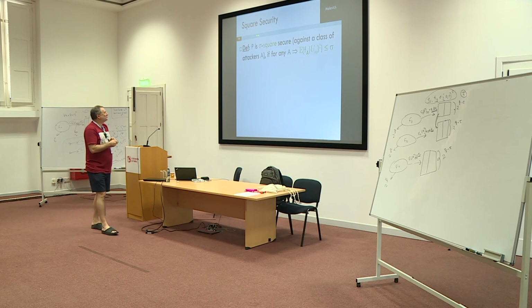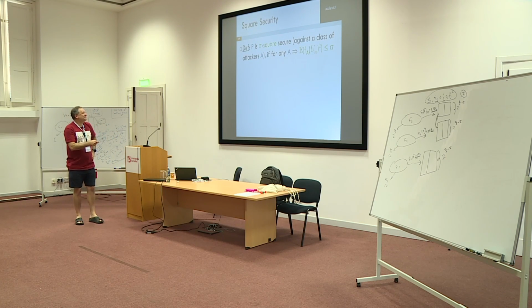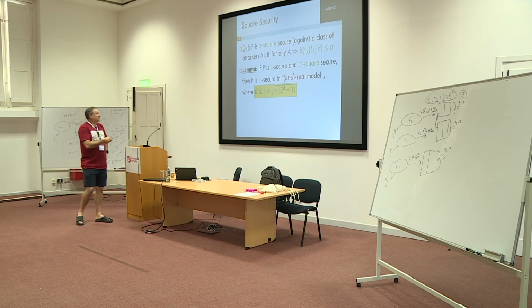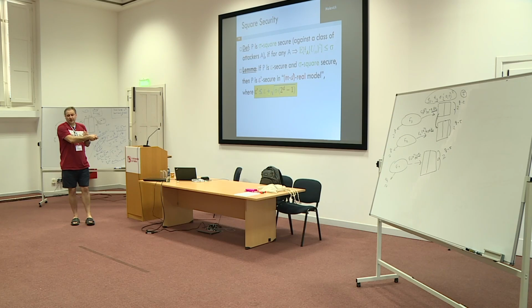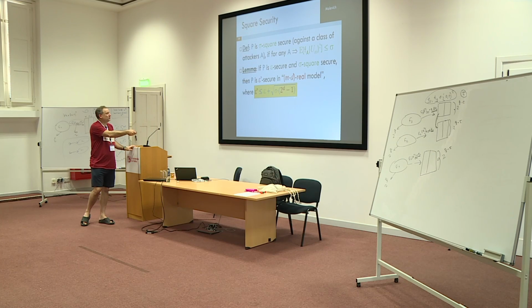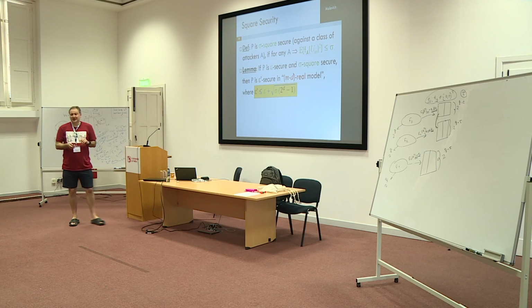Anyway, square security. We'll say that an application is sigma square secure against some class of attackers if for any attacker in this class, the expected value of its advantage squared is at most sigma. Because that's kind of what I want to get. And the simple lemma which follows from the previous lemma is that if P is epsilon secure and sigma square secure, then P is also epsilon-prime secure in this m minus d real model, meaning the key has entropy deficiency d, where epsilon-prime is the original security plus this term that I defined. This is how delta was defined, the square root of 2 to the d minus 1. So this is a generic lemma.